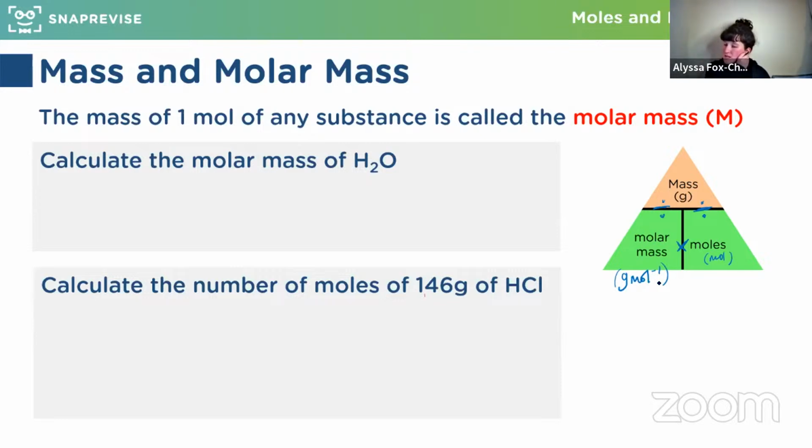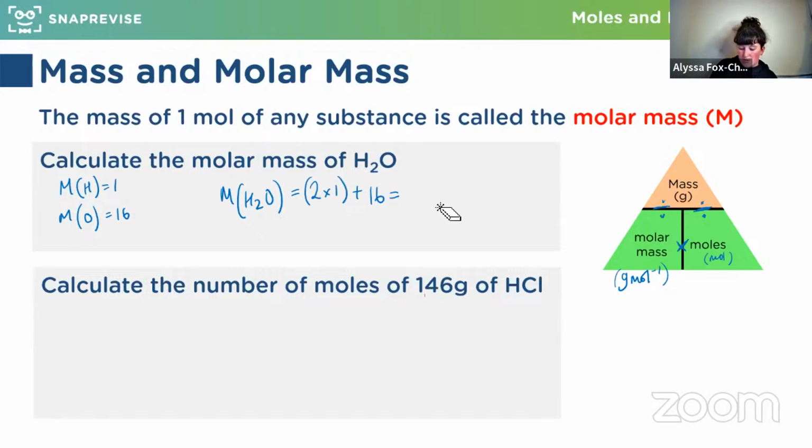So calculate the molar mass and pop it in the chat if you think you've got an answer. What do we think the mass of 1 mole of water is, the molar mass of water? Well, the molar mass of hydrogen is 1. The molar mass of oxygen is 16, using our periodic table. For the molar mass of H2O, 2 lots of 1 for hydrogen plus 16 for oxygen gives us a total of 18 grams per mole. That's a nice one to memorize if you want to, but you don't have to.